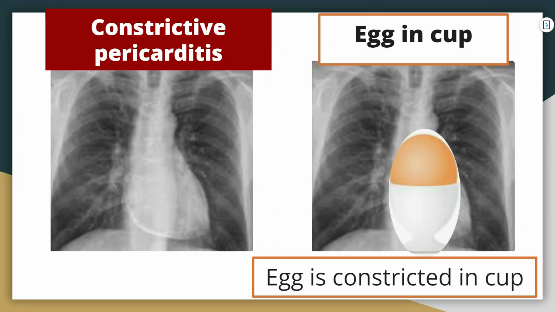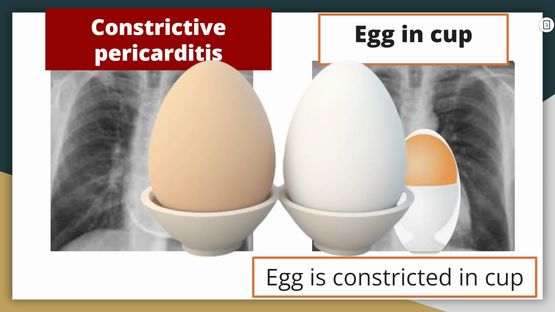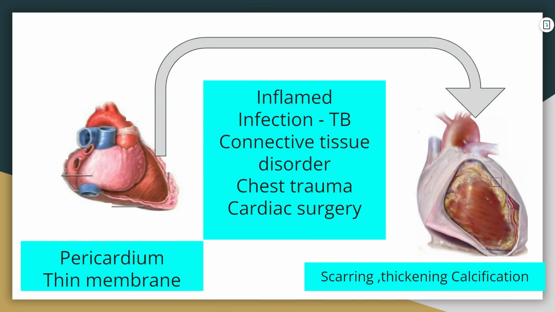Egg in a cup appearance is seen in constrictive pericarditis. You can remember it like this: the egg is constricted in the cup, so egg in a cup appearance is seen in a condition called constrictive pericarditis. This is also known as Pick's disease, a sequela of chronic inflammation of the pericardium. Constrictive pericarditis is a condition where the pericardium, the thin membrane that holds the heart in place, becomes stiffer and thicker. Its etiology includes infection, connective tissue disorders, chest trauma, radiation, and post-cardiac surgery.